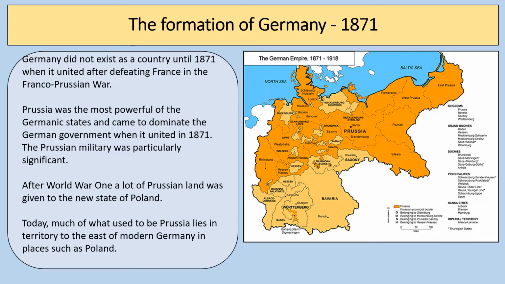Now, it's interesting to note that after World War I, a lot of Prussian land was given to the new state of Poland, including the Polish corridor, which was seen as quite controversial. The Polish corridor gave Poland access to the sea. Today, much of what used to be Prussia lies in territory to the east of modern Germany, in places such as Poland.